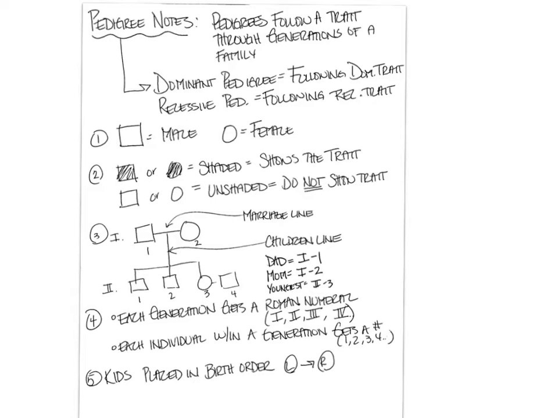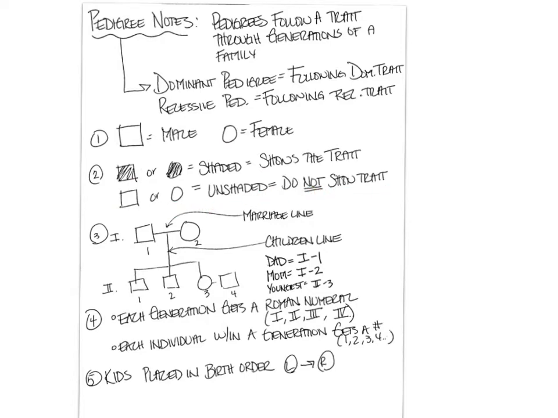Okay, there are 5 things you need to know when you're reading or drawing a pedigree. The first thing is that males are always going to be a square and females are always going to be circles. If the square or the circle is shaded, that means that individual shows the trait you are looking for. So in a recessive pedigree, we shade the individuals that show the recessive trait. In a dominant pedigree, we shade the individuals that show the dominant trait. If the circle or the square is unshaded, those individuals do not show the trait you're looking for.